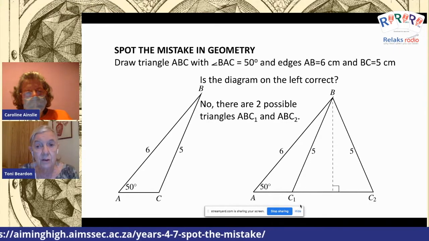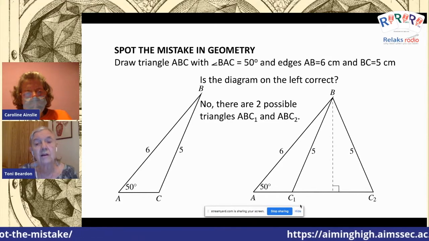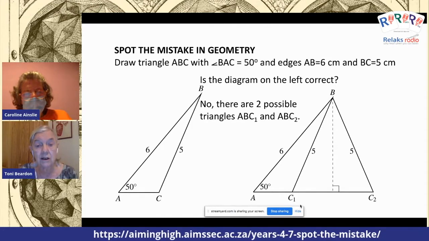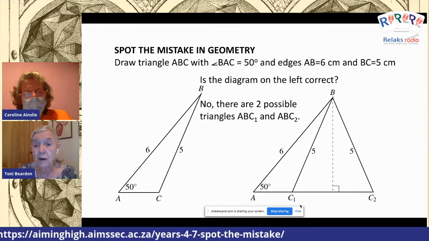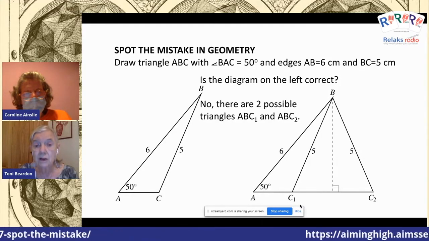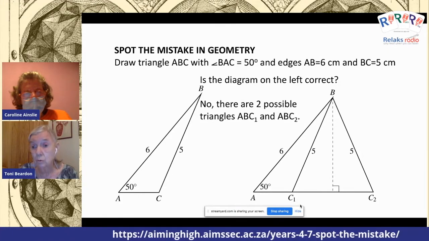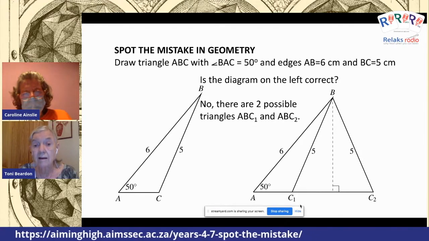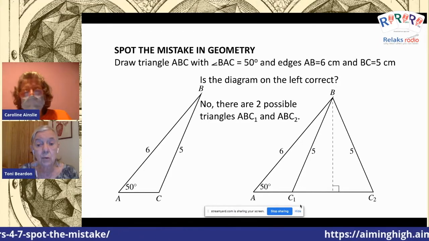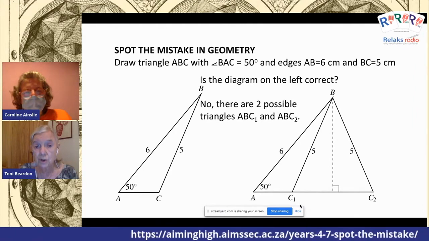You see the triangle that we've already drawn, with the edges of length 6 and 5 centimeters, and you see the angle of 50 degrees. But the other triangle, ABC1, also has AB as 6 centimeters, BC2 as 5 centimeters, and the angle at A is still 50. So what applies to triangle ABC1 also applies to triangle ABC2. So you've got two solutions there.